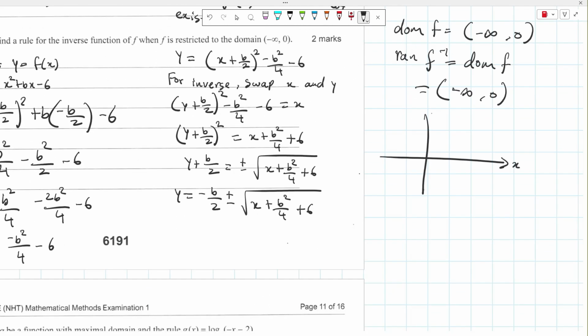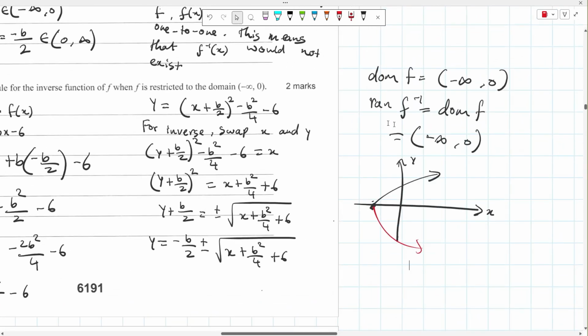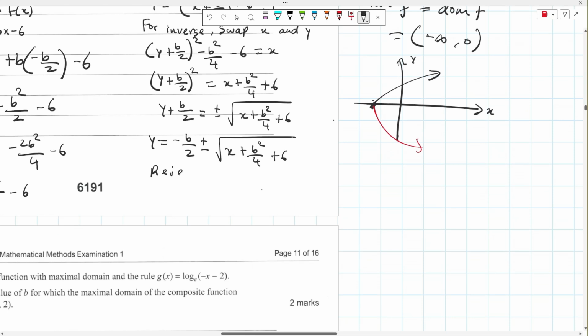So if I graph this, the positive version would look something like this, like that. The positive version is going to look something like that. And the negative version is going to look something like that. Now, which graph can have a range of negative infinity to 0? Well, that has to be the negative version. So we're going to reject y is equal to negative b over 2 plus the square root of x plus b squared on 4 plus 6.